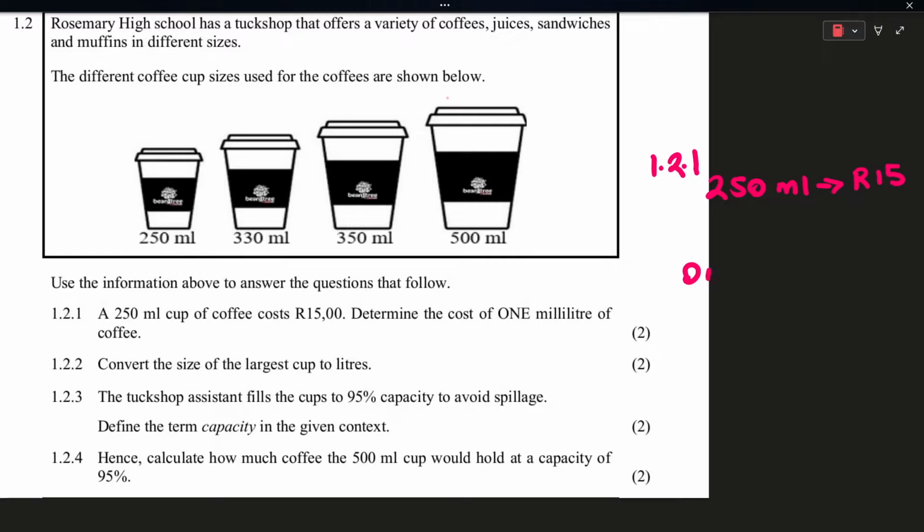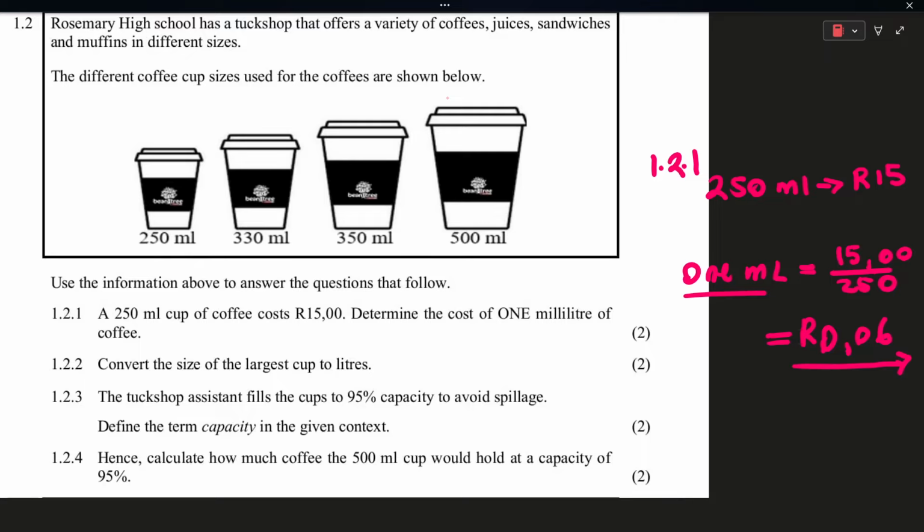See, 1 milliliter is going to be 15 rand divided by 250. And then how much? Let's press our calculator. This one will be 0.06. Press your calculator. That's what you're going to get. The reason why we're dividing is that we're looking for 1 milliliter. This one costs 15, and then we want to check how much per milliliter in this amount that we're going to get. You see?